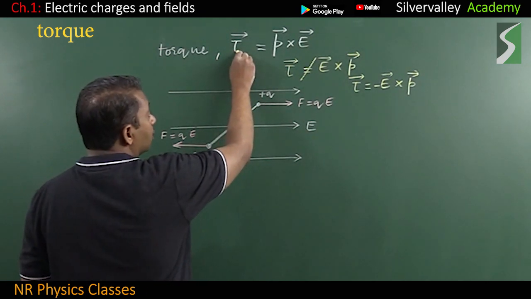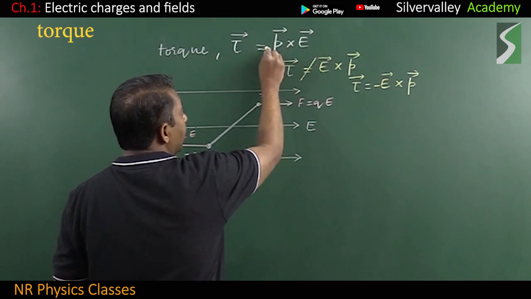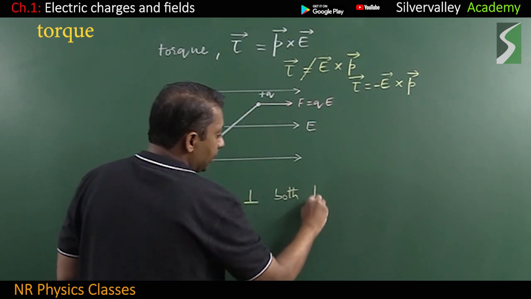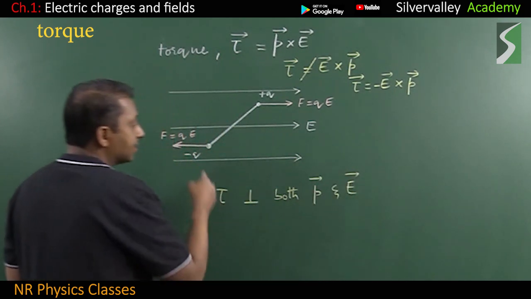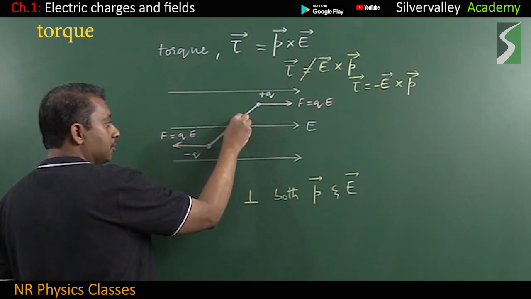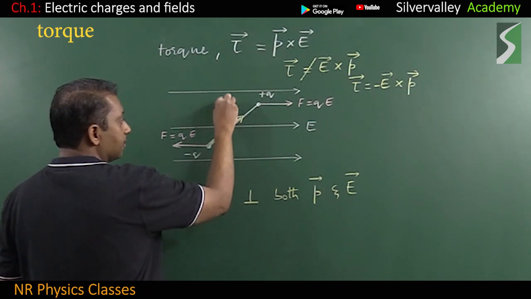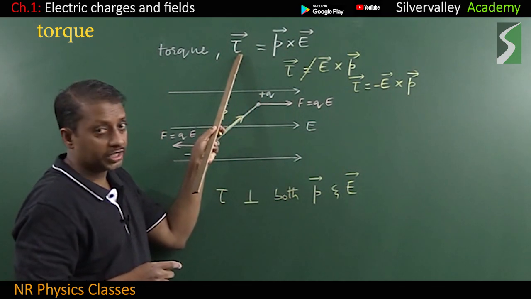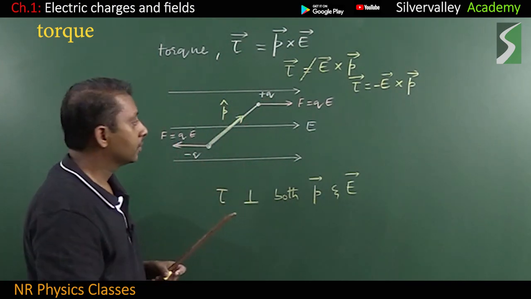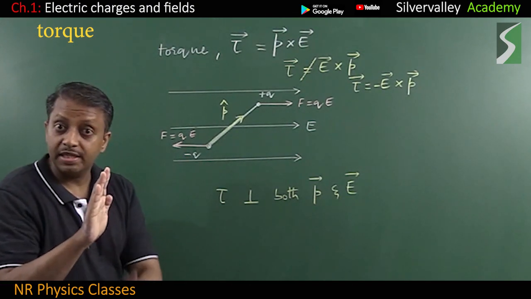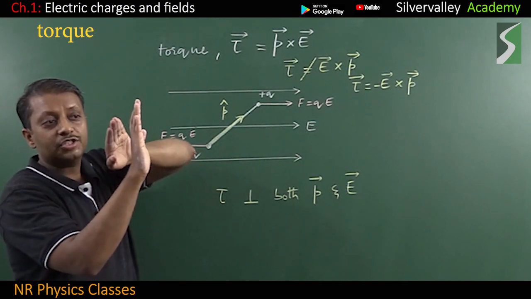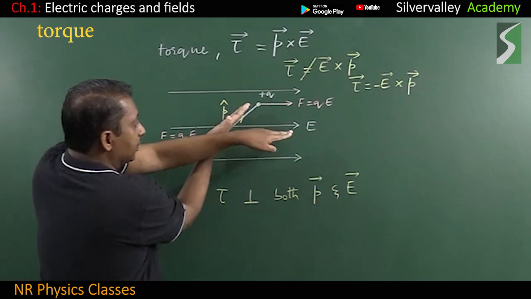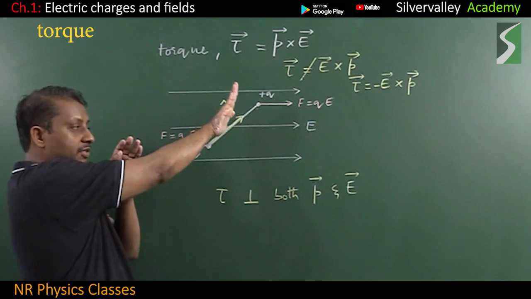What is the direction of torque? The direction of torque is from P to E, perpendicular to both P and E. What is the direction of the dipole moment? The dipole moment is from minus to plus along the line joining the charges. So this is P cap, and the electric field is this. To find the direction of the cross product of two vectors, use the right hand. Let the curvature of the right hand fingers be from the first vector to the second vector. See, the first vector is P, the second vector is E. Don't bend like this. It should be like this, isn't it?